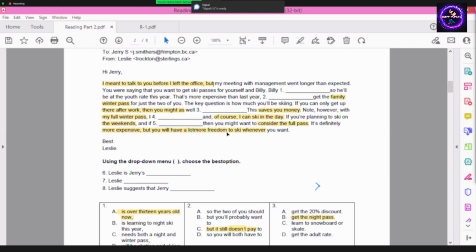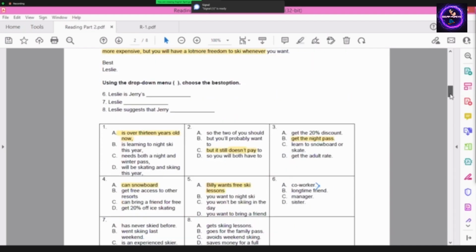No relationship has been discussed here. Like how is your brother or something, how is your aunt? There's nothing like that. That way it is not given. So sister can be eliminated.